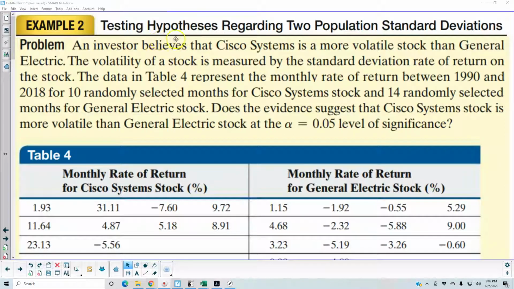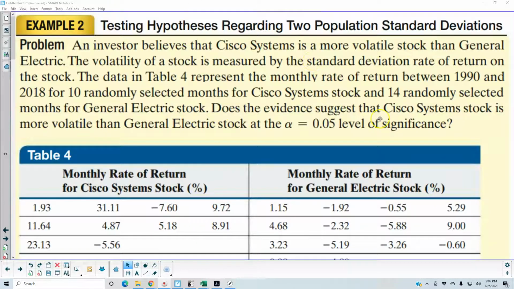Example 2, testing hypotheses regarding two population standard deviations. An investor believes that Cisco Systems is a more volatile stock than General Electric. The volatility of a stock is measured by the standard deviation rate of return on the stock. The data in Table 4 represent the monthly rate of return between 1990 and 2018 for 10 randomly selected months for Cisco Systems stock and 14 randomly selected months for General Electric stock.